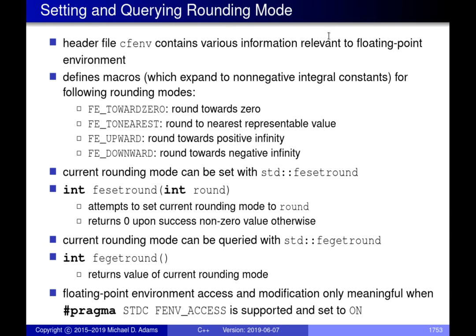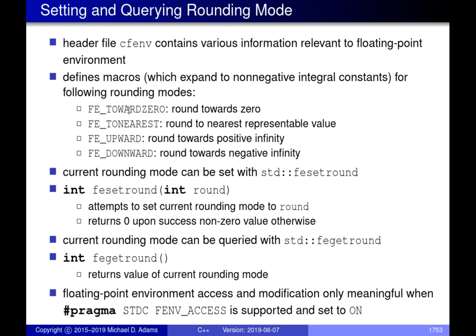So there are some standard library functions in the C standard library, not the C++ standard library, that allow you to set the rounding modes. The declarations for the functions are in this header file called CFENV, along with some constants that are used for these various functions. We can set the rounding mode using this function called FESetRound, and we pass in an integer which corresponds to one of these 4 values. It will set the rounding mode to that particular mode.